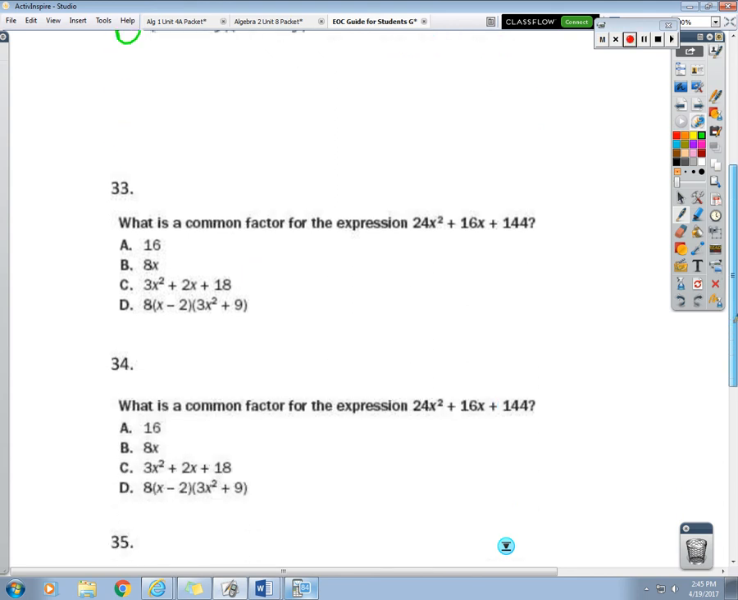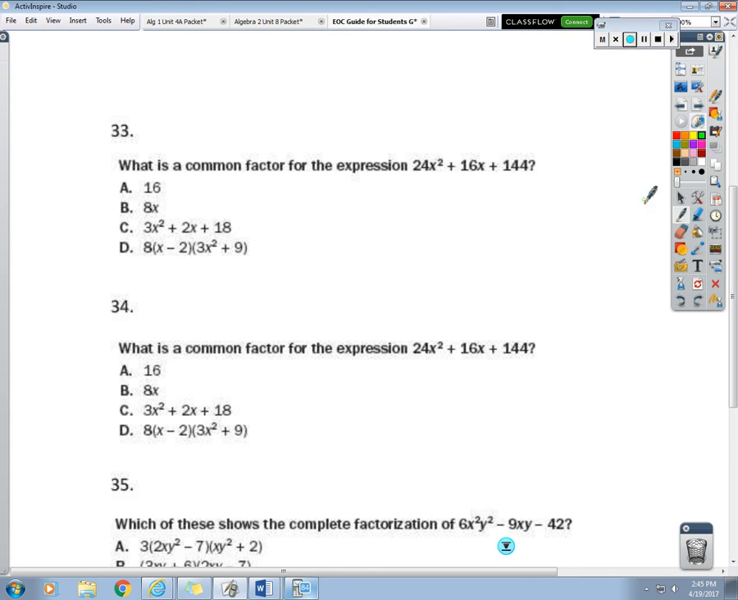Okay. Number 33, what is a common factor for the expression 24x squared plus 16x plus 144? Okay, so we want to try to factor it. If you have something like this and you're asked to factor it, what's the first thing you might try? Because that number would be called the greatest common factor, GCF. Well, what's the biggest number that you could divide all 3 of these by? 8. Okay, but that does not mean that 8x is the answer, because can you divide all 3 of them by an 8x? No, 144 doesn't have an x to begin with.